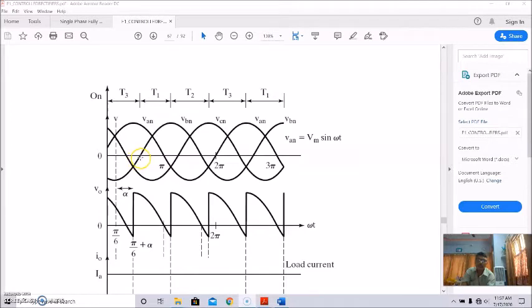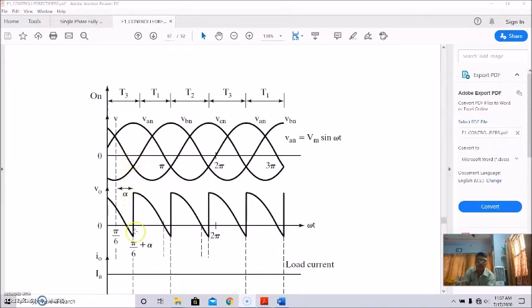So this is actually pi by 6 plus alpha. Okay, so this thyristor is conducting here. So T1 is in conduction, and as a result, the output voltage will be like this.